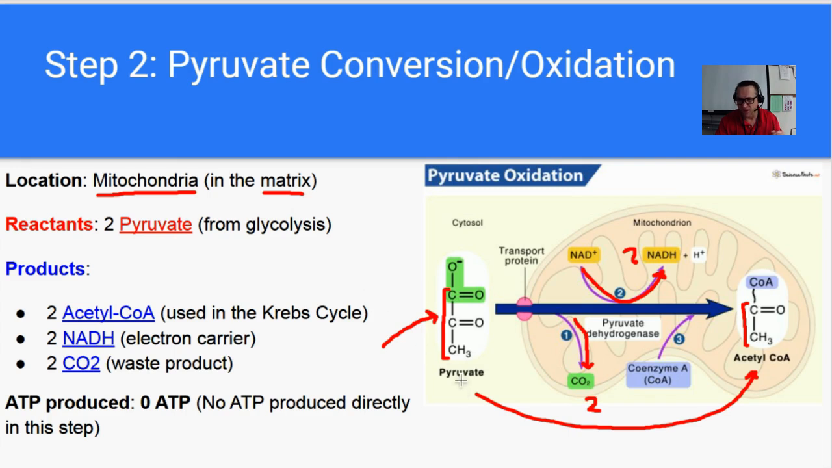Our reactants are 2 molecules of pyruvate, and they're going to get converted. They're going to make this. These are our products: 2 molecules of acetyl-CoA, which are going to be used in the Krebs cycle, 2 electron carriers, NADH, and 2 CO2.